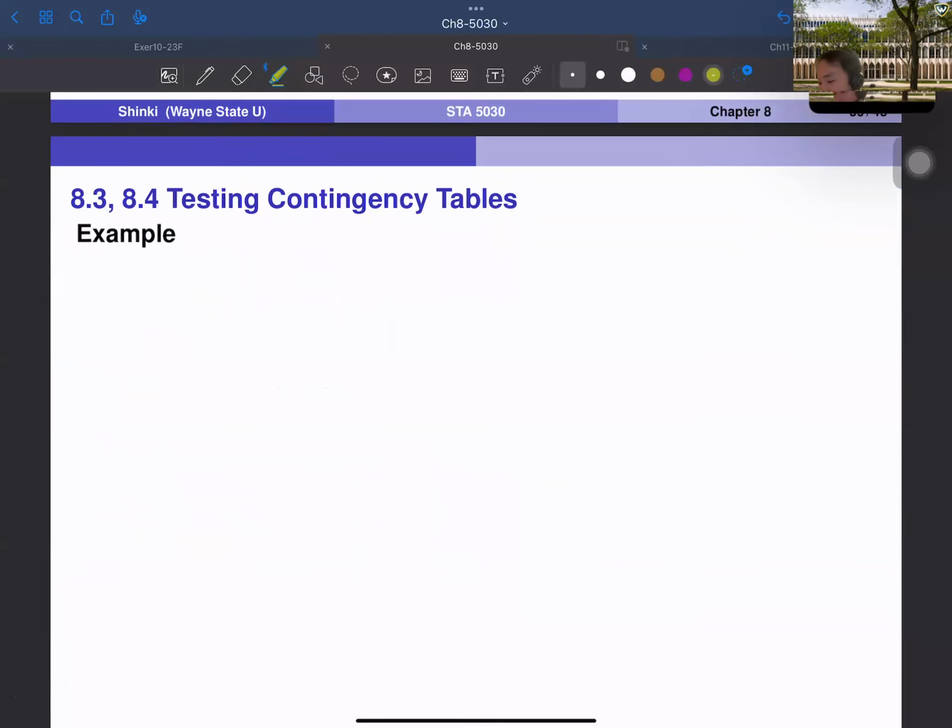And yeah, this test is a little complicated. So I want to have one example first. So suppose that we have some table.